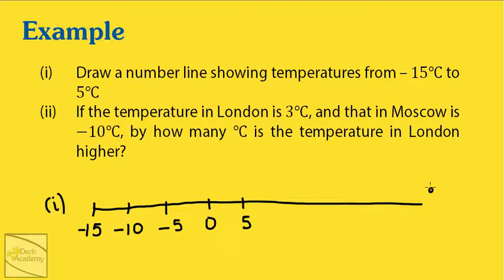So I'll just make that clear. Maybe I'll just say temperature in degrees Celsius. So I don't need this extra bit here. So that's an easy question. We have a number line representing temperatures from -15 degrees to 5 degrees Celsius.